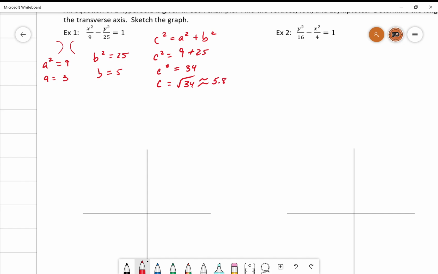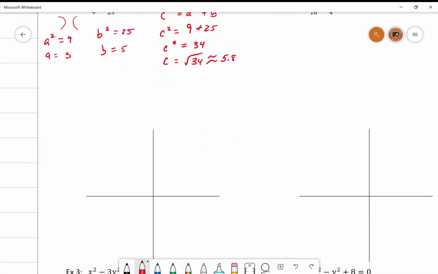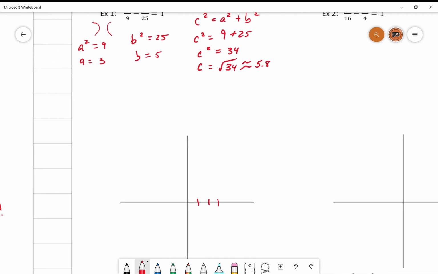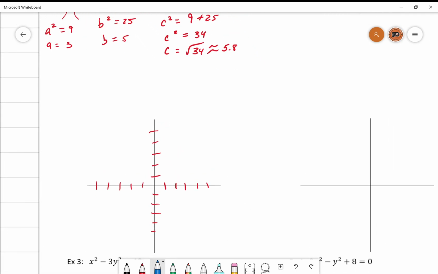And moving forward, if you notice my numbers, we have a 3 and a 5. I'm going to go 5 in each direction. And what I'm going to do from there is make that box I'm talking about. I'm going to go 3 to the right and 3 to the left. Those are the x direction. a was underneath x. I'm going to go 5 up and 5 down.